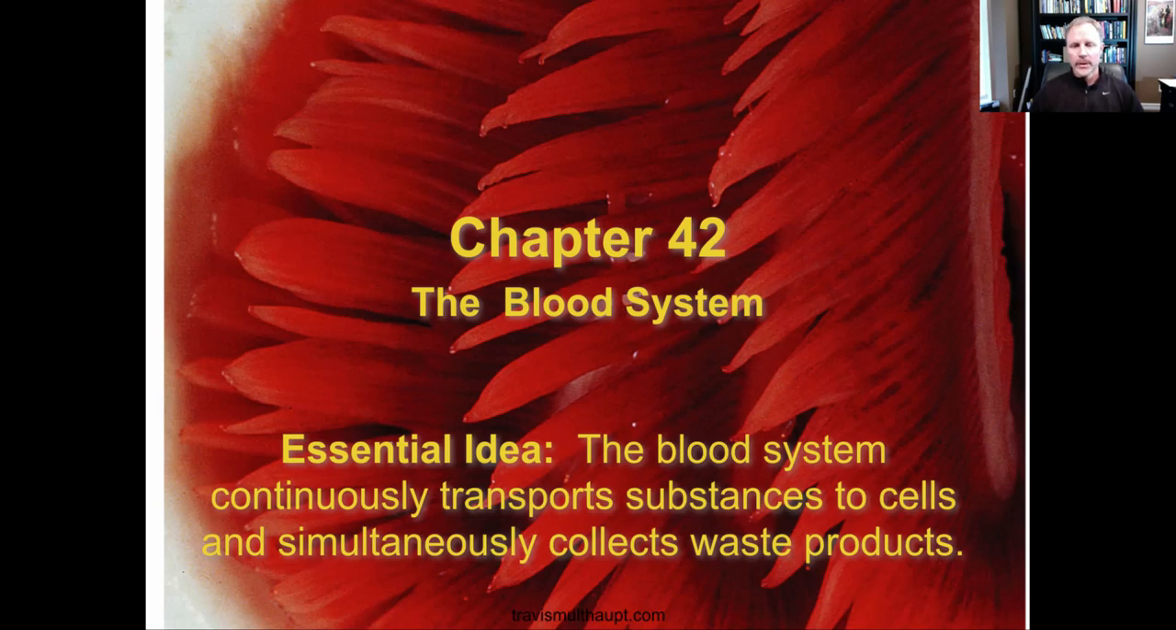All right, in class we talked about chapter 42, and that was the blood system. The main idea here was that it's continuously moving substances around the body, taking nutrients and oxygen to the cells, taking the carbon dioxide and waste away from the cells, and getting it back to the organ systems that we'll eventually talk about and how it's gotten rid of.